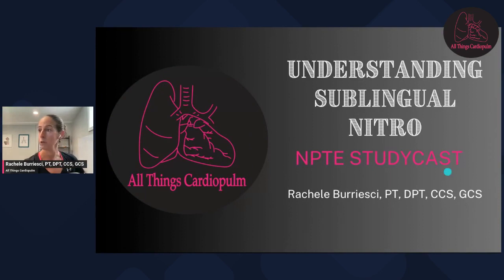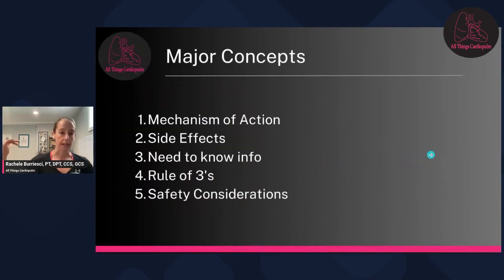Our overall view of today, what we're going to talk about is mechanism of action of the drug, some side effects, some need to know things as a PT and just in general, need to know information about the drug and how that patient is taking the drug and what you need to educate your patient on for safety, the rule of threes, and then we're going to wrap up some safety considerations so we can keep everyone safe.